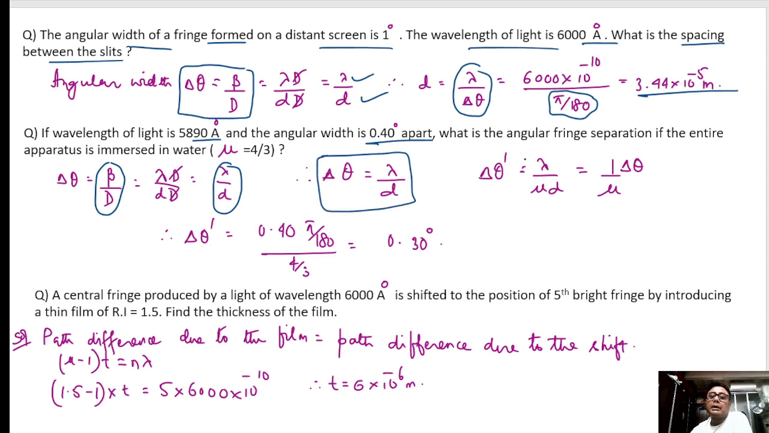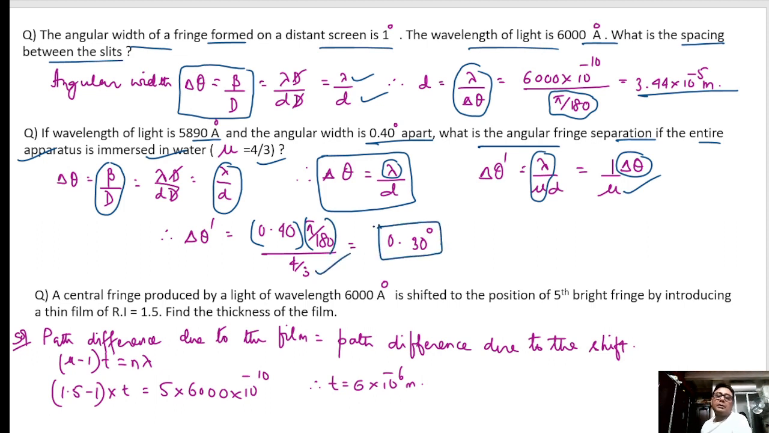Okay, so what is the angular fringe separation if the entire apparatus is immersed in water of refractive index mu? So this wavelength will become lambda by mu. So lambda by d is this angular width by mu. The angular width was given as 40 degrees, so in radians it is divided by 4 by 3. So this will be the angular width if the apparatus is dipped in the water.